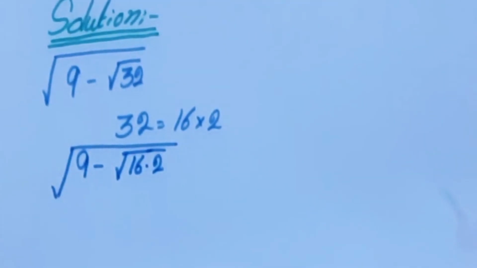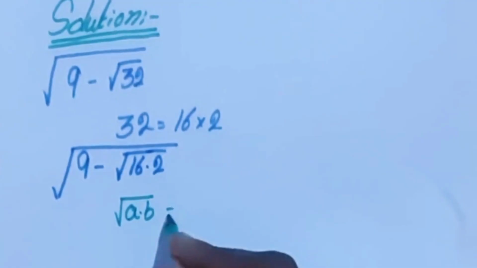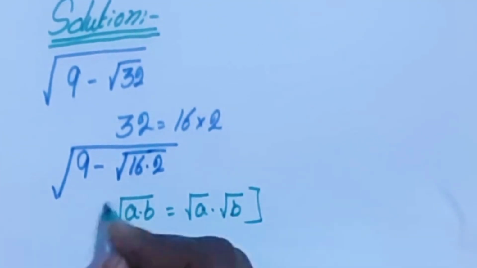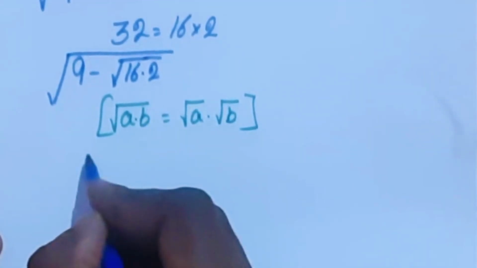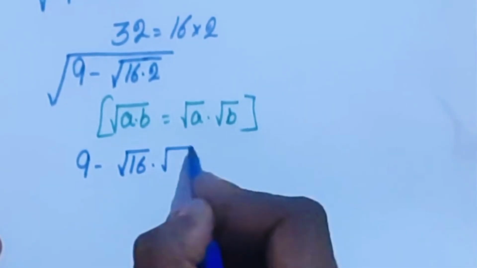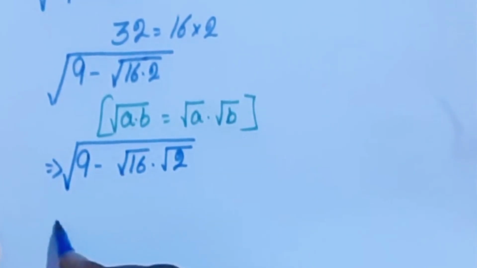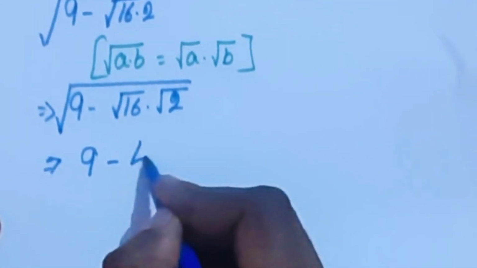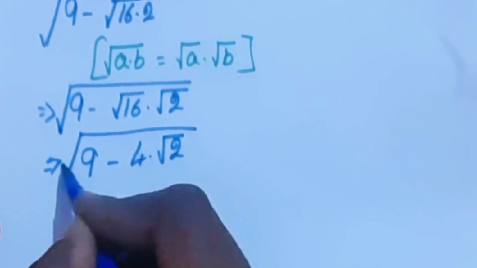Now we are going to apply this formula here, that is square root of a times b equals square root of a times square root of b. This we are going to apply here. So we'll get the square root of 9 minus square root of 16 times square root of 2. Now the square root of 16 is 4, so 9 minus 4 times square root of 2, in whole square root.